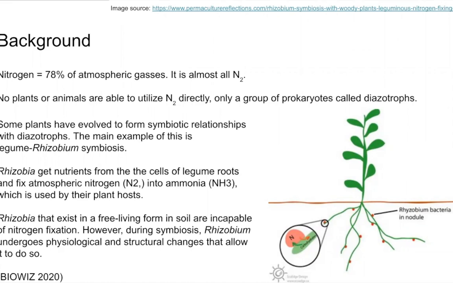Rhizobia get nutrients from the cells of legume roots and fix atmospheric nitrogen into ammonia, which is used by their plant hosts. Rhizobia that exist in free-living forms in the soil are incapable of nitrogen fixation. However, during symbiosis, Rhizobium undergoes physiological and structural changes that allow it to do so.